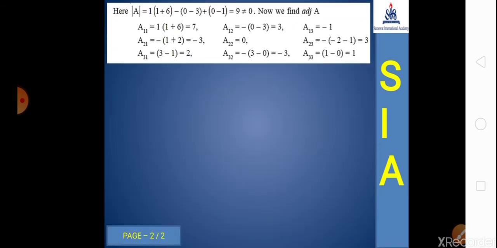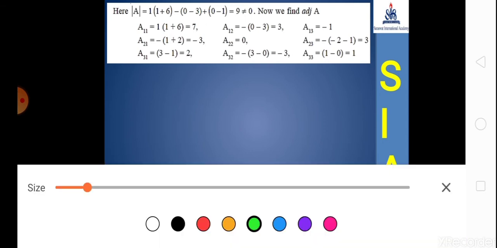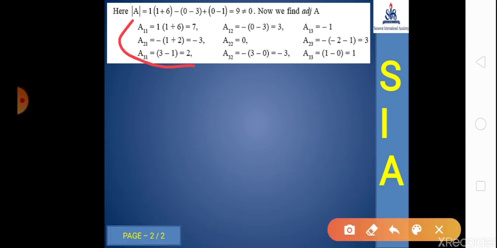So in this determinant A, you already know the answer is coming 9. So it is non-zero, so a unique solution exists. And after that I declare all 9 cofactors. Yes students, these all are the cofactors. Already I explained in part 4 how to define cofactors.